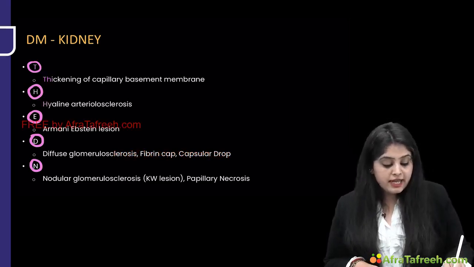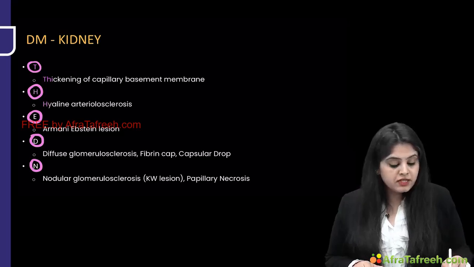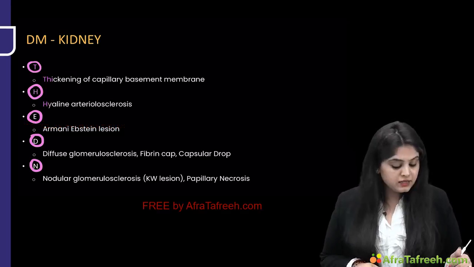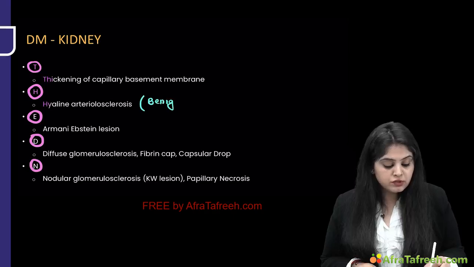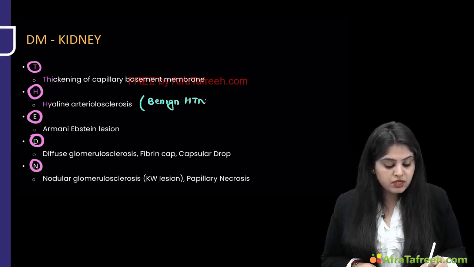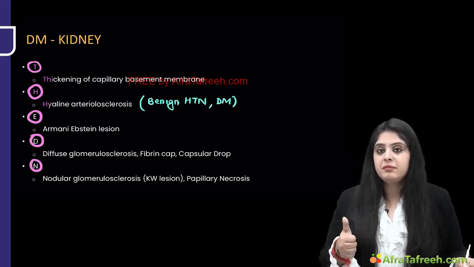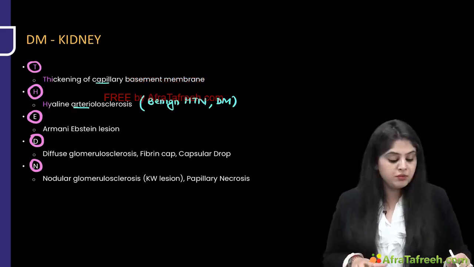What is H? H we have studied. If you go back to your vascular chapter, you have studied H as hyaline arteriolosclerosis. Hyaline arteriolosclerosis has been studied. If you remember, hyaline arteriolosclerosis was seen in two conditions. It was seen in benign hypertension and it was seen in diabetes mellitus. So T for basement membrane being thickened, capillaries, H for hyaline arteriolosclerosis. So basically both of these are blood vessel problems.